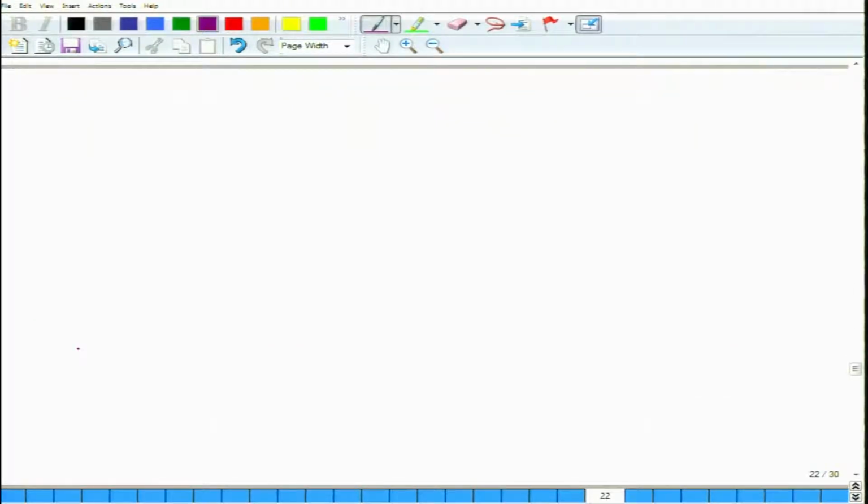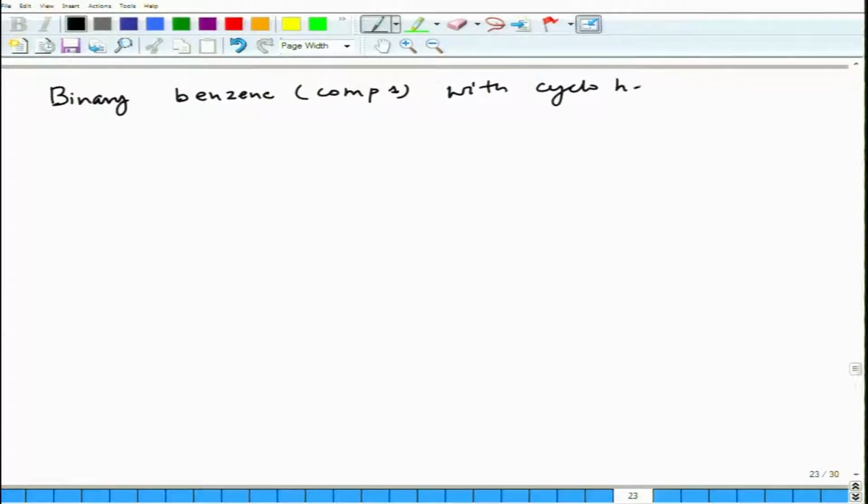Now, in order to appreciate this, let us do an example. Let me just write down the expression. This is the case where you have a binary mixture of benzene, which is component 1, with cyclohexane, which is component 2. We have been given data such as x1 and delta H mix, in kilojoules per mole. Let me write down first the data which is available.